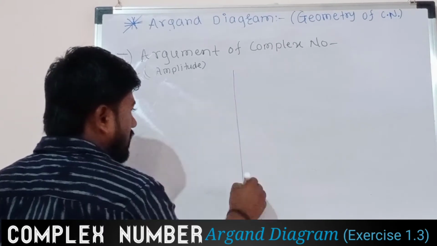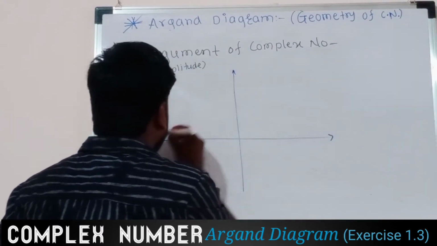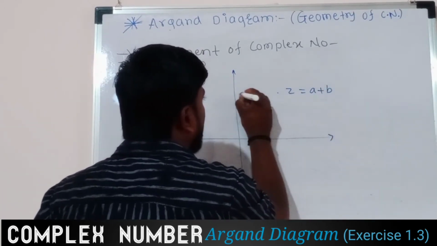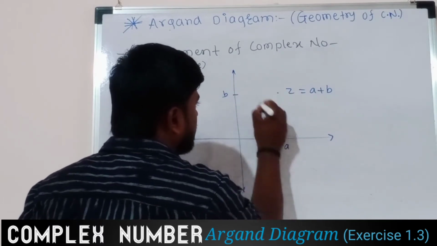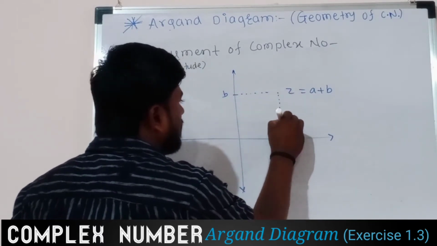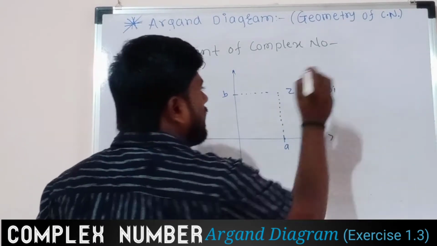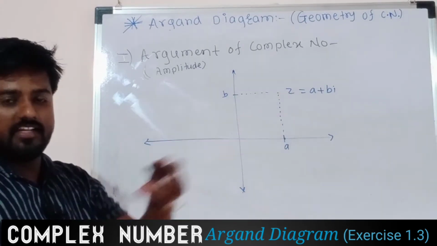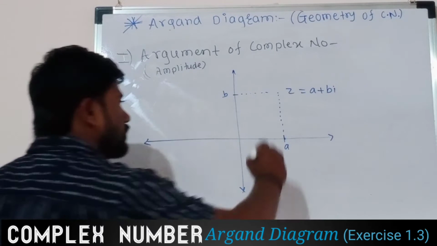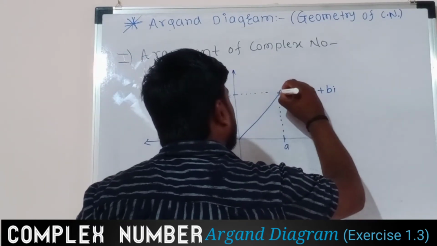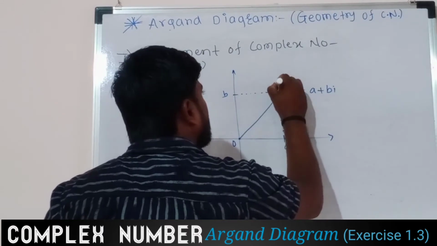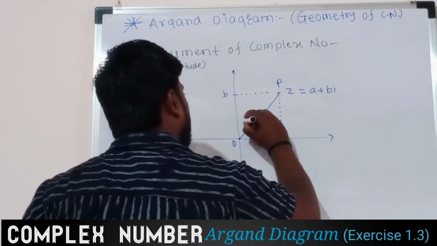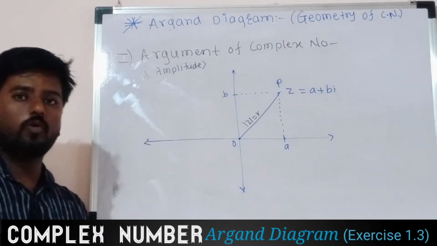So students, in general, what is the argument? Suppose I have a complex number z equals a plus bi. Suppose this is b and this is a. Their intersecting point is a plus bi. From the origin to that corresponding point is the modulus, which we have already seen. So I will plot a line. This is O, this is P. So OP is mod z, so mod z equals r, that is the modulus of z.